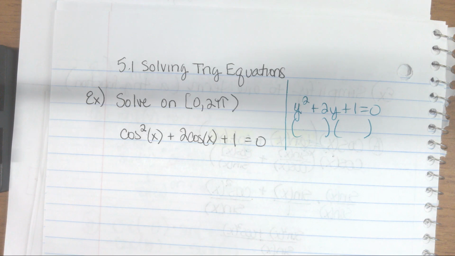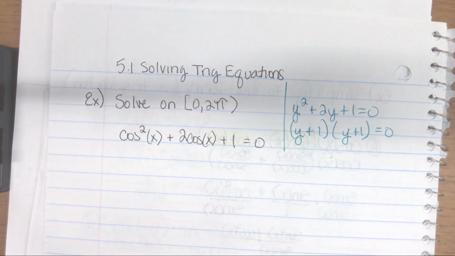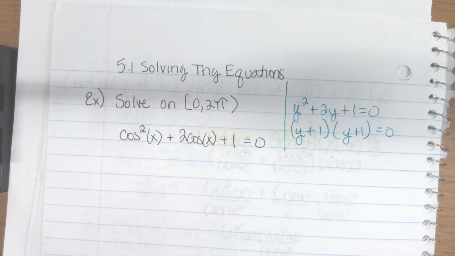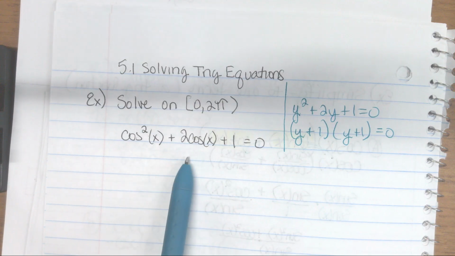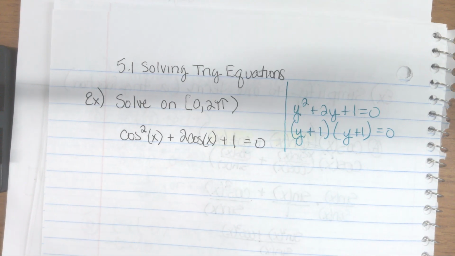Turn and look at your partners a minute, see if they get the same thing as you. Did you all write y plus 1 times y plus 1 equals 0? y would equal -1. Okay. So the only difference today is I'm not going to be solving for x quite yet. The function that I have is cosine squared plus 2 cosine plus 1 equals 0. So it's not the x that's squared, it's that the cosine is squared.